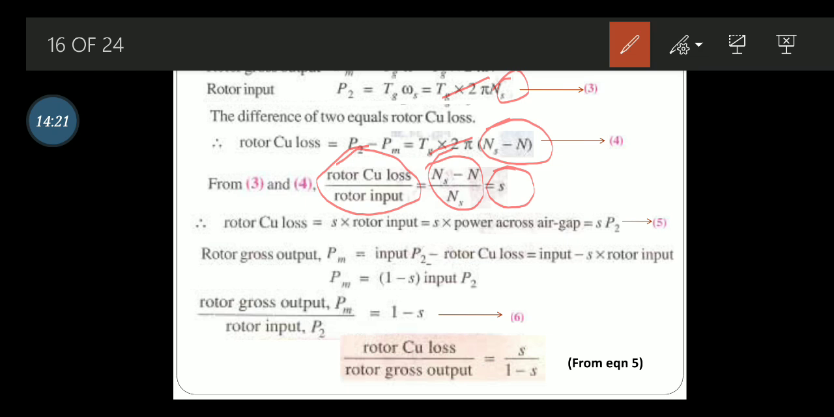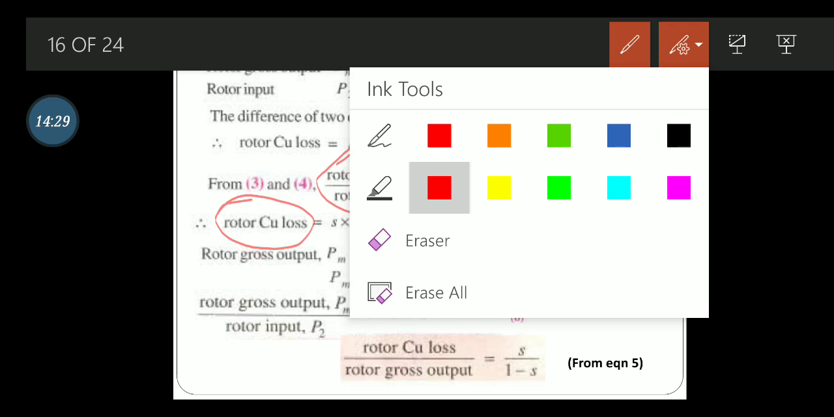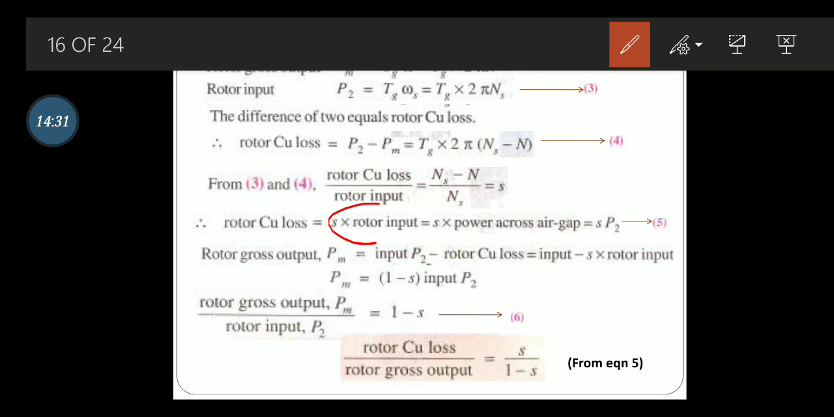Now the rotor copper loss can be represented as s times rotor input. Just move this to the right-hand side, then it becomes s into rotor input, that is s into the power across the air gap. You can also represent it like that. Call this equation number 5.